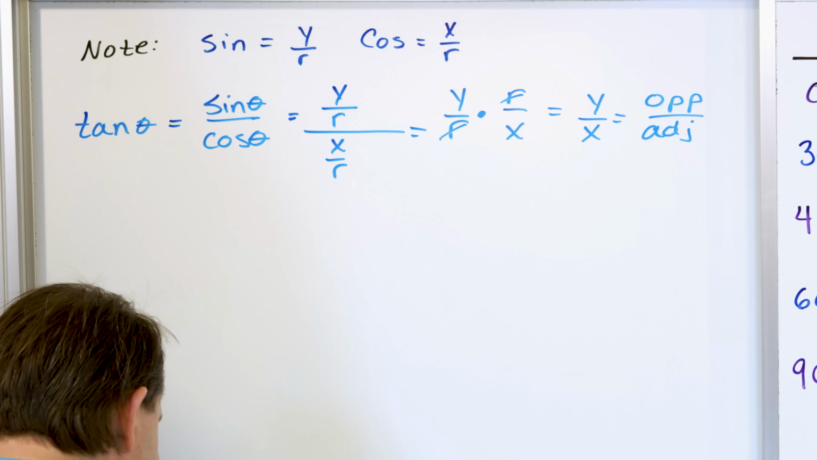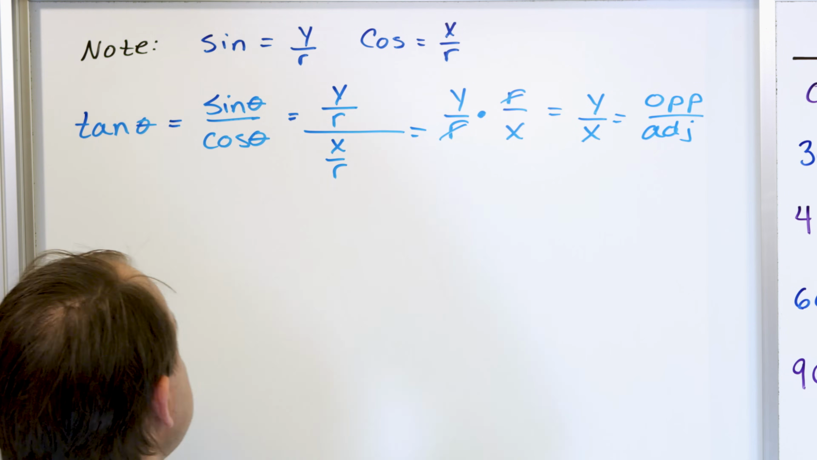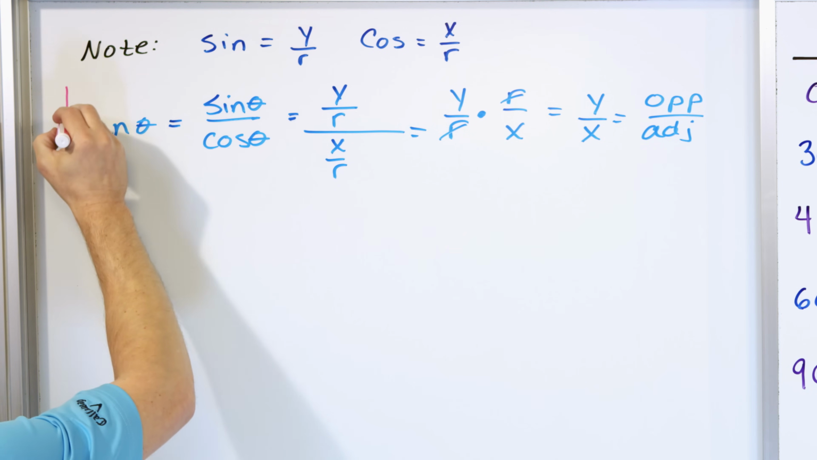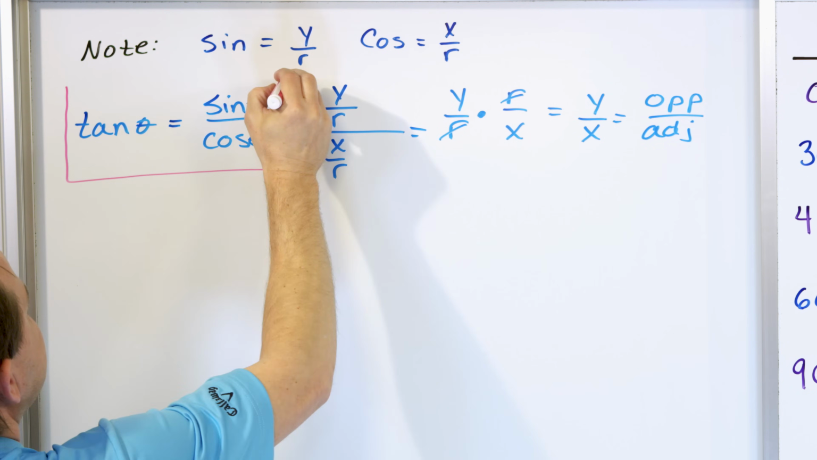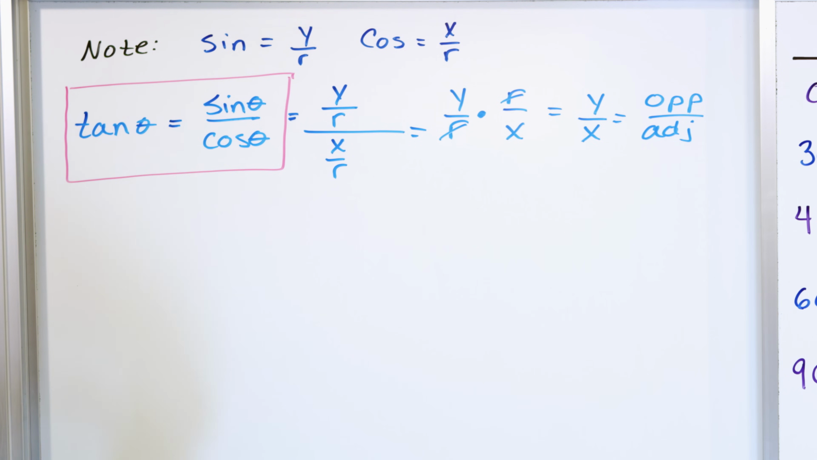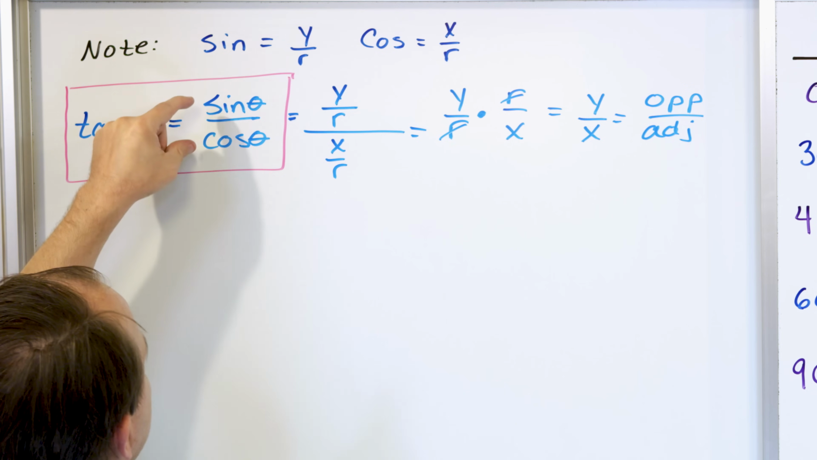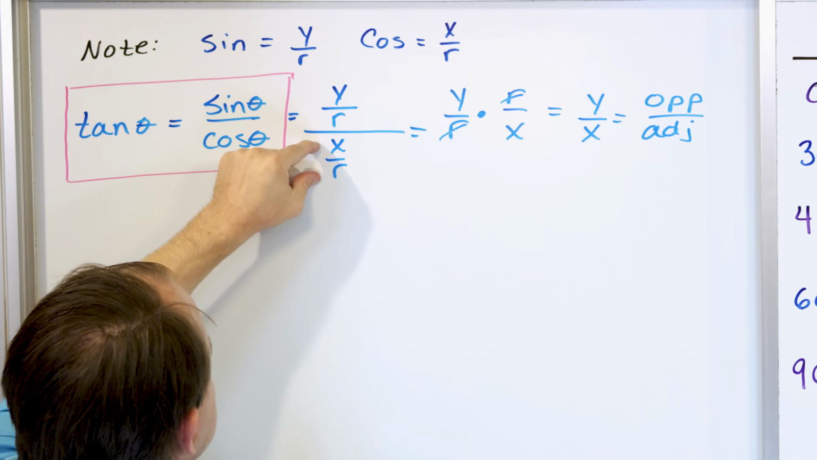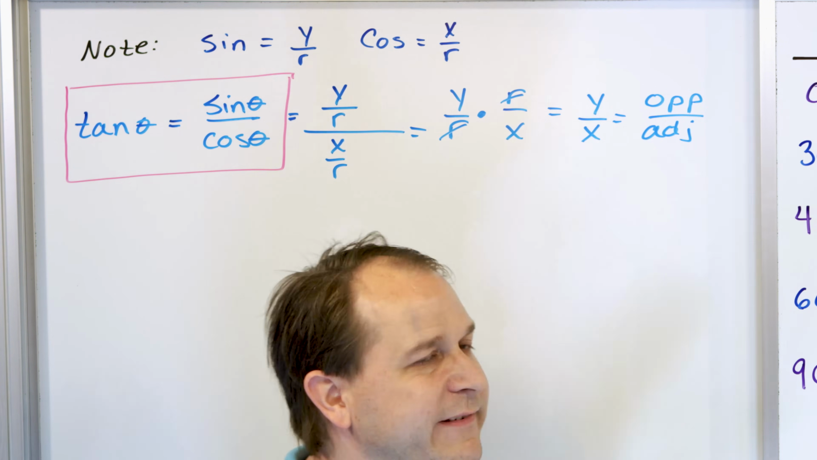This one right here is so important that I'm actually going to box it for you. The tangent of theta is equal to the sine of theta divided by the cosine of theta. This is another one of these trig identities that pops up everywhere. And it works out because if you take the definition of sine divided by cosine, you get opposite over adjacent back.